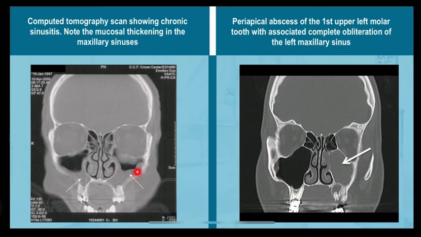sinus mucosa. So, in the right picture, the periapical abscess of the first upper left molar tooth with the associated complete obliteration of the left maxillary sinus. And here the CT scan shows a chronic sinusitis, with mucosal thickening in the maxillary sinus. So there is a difference between the obliteration and the thickening of the sinus mucosa.